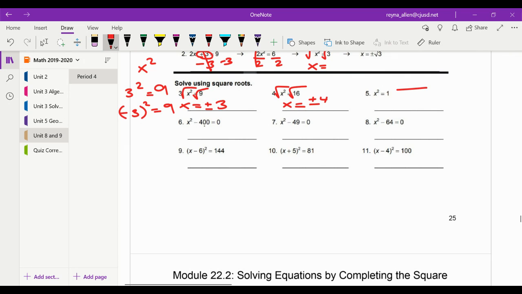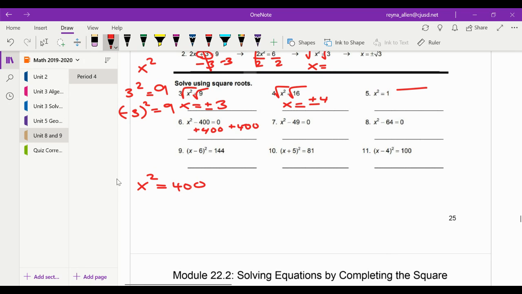Okay. What is the opposite of subtracting 400? Good. Adding 400. What I do to one side, I must do to the other. And that leaves me, I'm kind of running out of room, I'm going to write it right here. It leaves me with x squared equals 400.